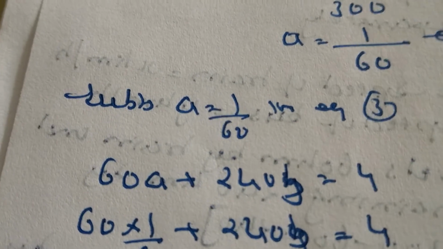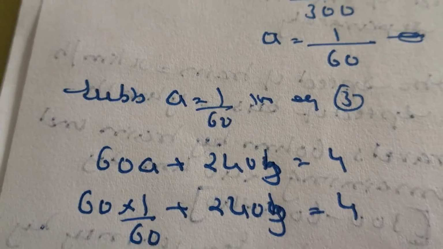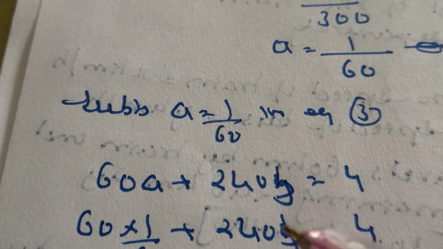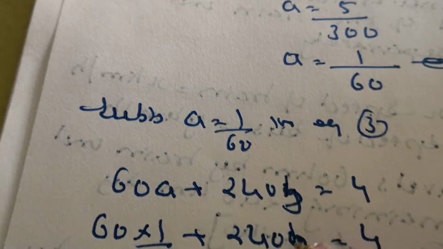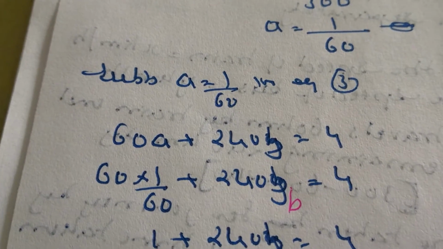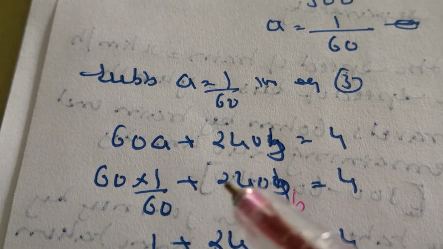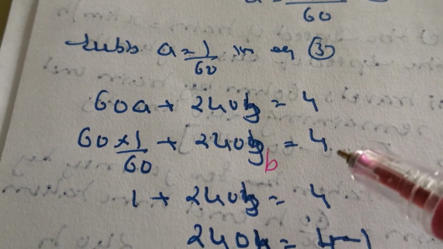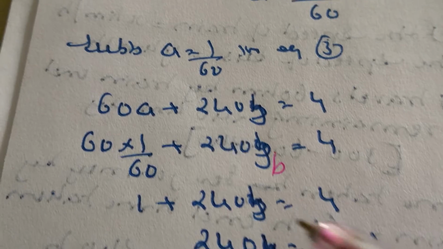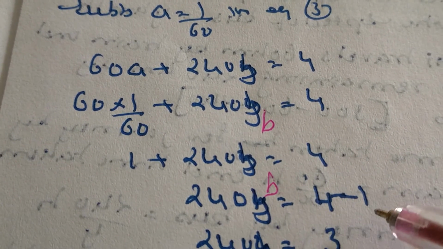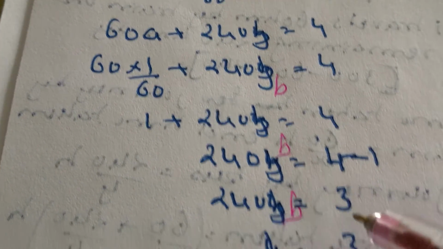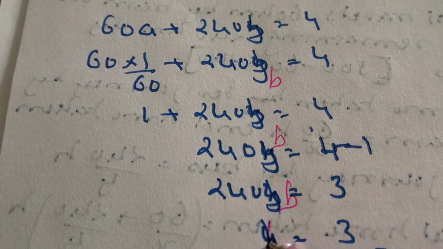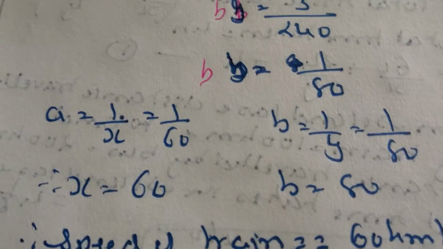Now substituting a is equal to 1 upon 60 in equation 3. So 60a plus 240b is equal to 4. Sorry, this is b, not y. So 60 into 1 upon 60 plus 240b is equal to 4. So 60 cancels. 1 plus 240b is equal to 4, so 240b is equal to 4 minus 1, that is 3. So b is equal to 3 upon 240. So b is equal to 1 upon 80.